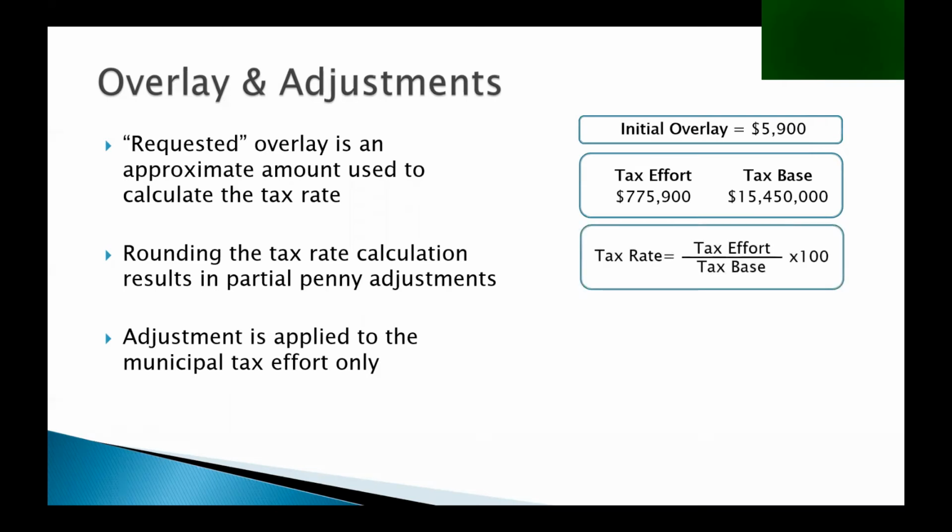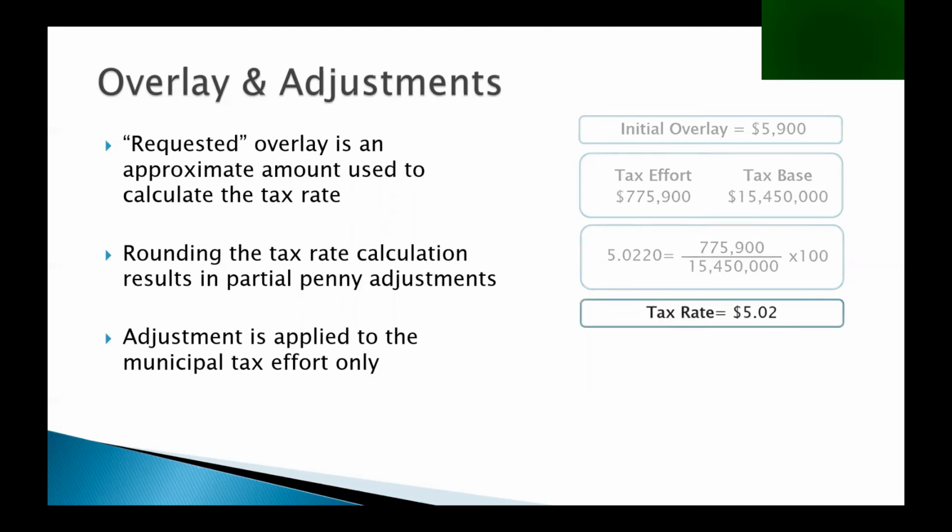So the tax rate itself is a really simple calculation. It's simply the amount you need to raise, so your tax effort, divided by the valuation, your tax base, and then multiplied out by 100 to get dollars and cents. Now, if you follow that calculation out, a lot of times you're going to end up with partial cents, and this is where the rounding piece and the overlay become important. So here we've divided our tax effort by our tax base, and we've ended up with a little over $5.02. So our corresponding tax rate, because we can't really charge fractional pennies, is $5.02.